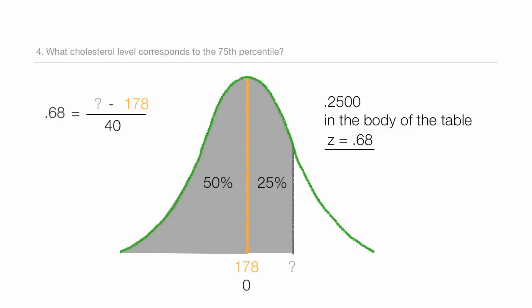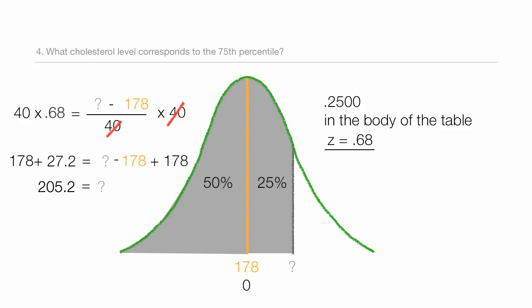Now a little algebra. We're going to multiply both sides of the equation by 40. The 40s on the right-hand side of the equation cancel out. 40 times 0.68 is equal to 27.2. And this equals the observation minus 178. Again, a little bit more algebra. We add 178 to both sides of the equation. So this equals 205.2, and that's our observation. This is the observation in question that we've been looking for, and that's the answer to the question as well. 205 is a cholesterol level that corresponds to the 75th percentile.